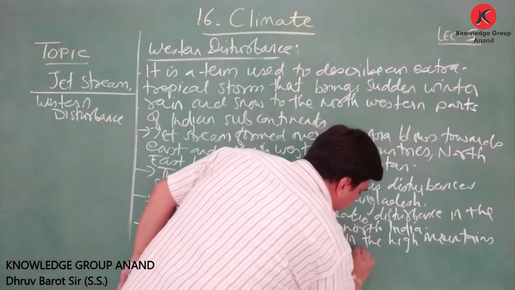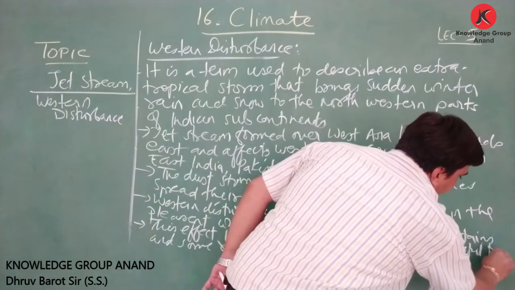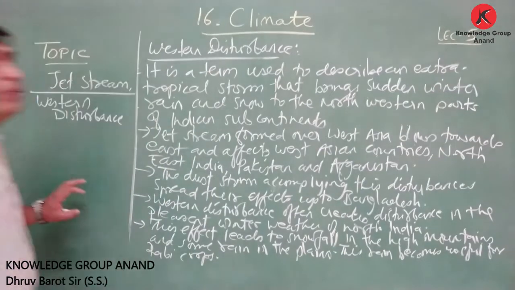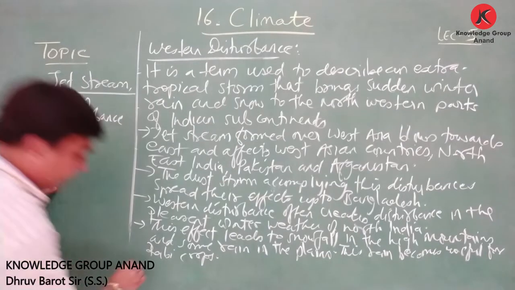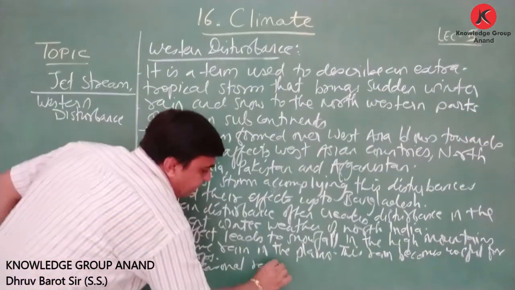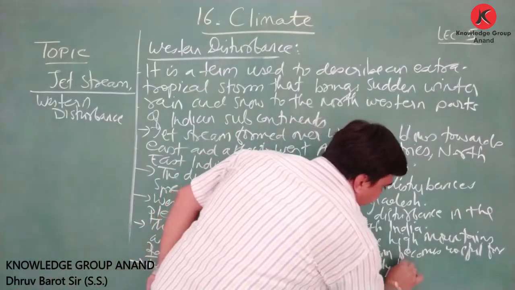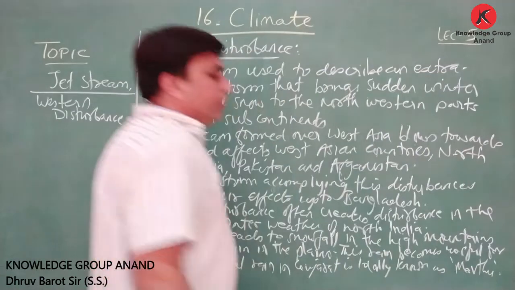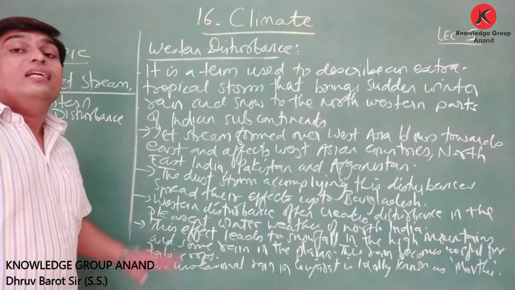This rain becomes useful for the rabi crops. This unseasonal rain in Gujarat is locally known as Mautu. We have already learned this when we were learning the winter season. The unseasonal rain that comes in Gujarat is known as Mautu.